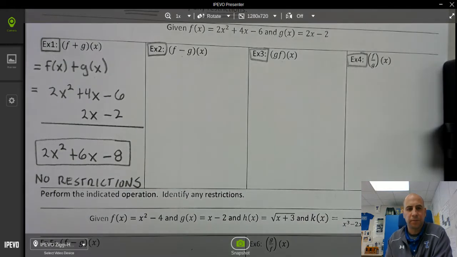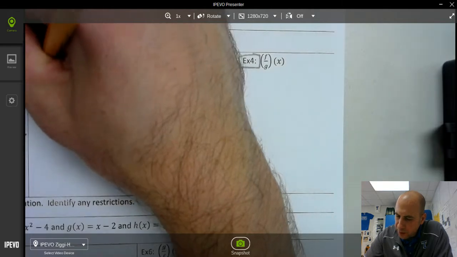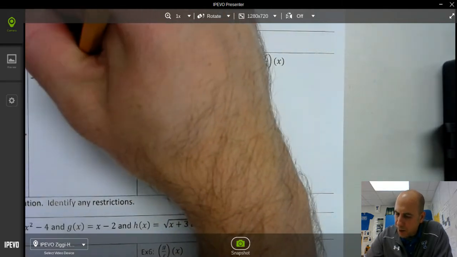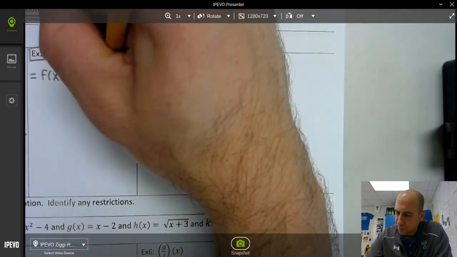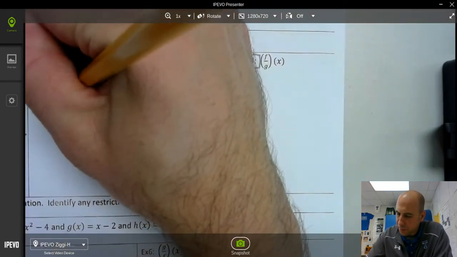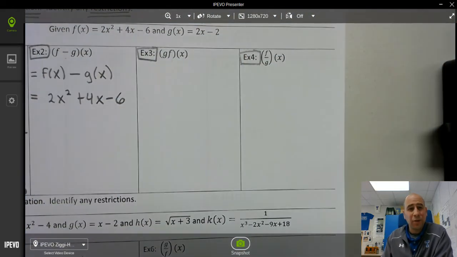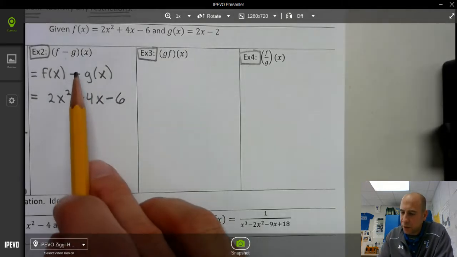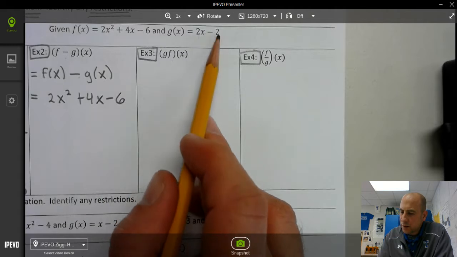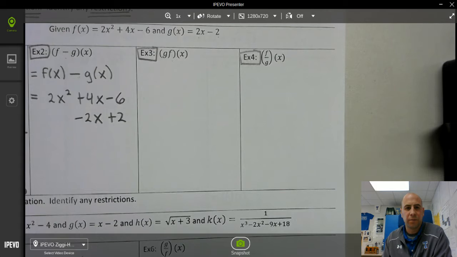Okay, now let's look at example 2. That is f of x minus g of x. So f of x is 2x squared plus 4x minus 6. Now, I didn't do this in yesterday's lesson, but I'm going to do it today, and that is we're going to actually subtract vertically. Since you're subtracting, you have to distribute the negative by the 2x and the negative 2. So that becomes negative 2x plus 2.